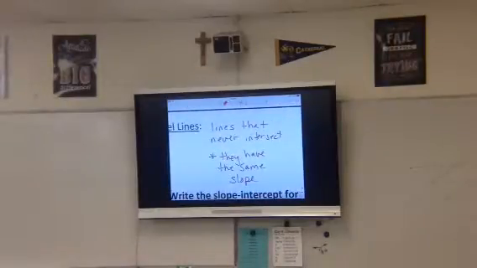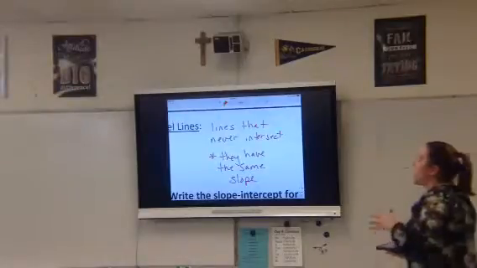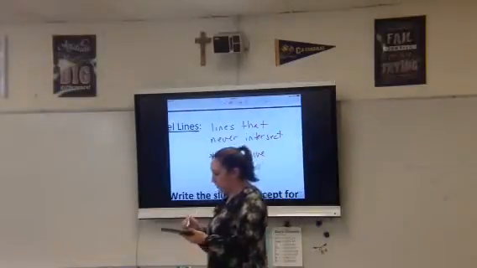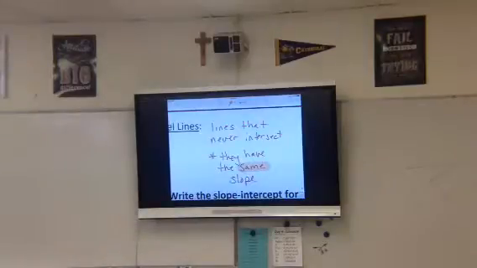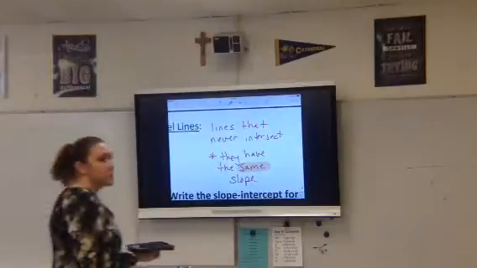Okay? So lines that never intersect, they have to have the same slope. I cannot stress this enough. You will have to know that. They have the same slope. They're parallel. I think writing down that they have the same slope is really important right there.